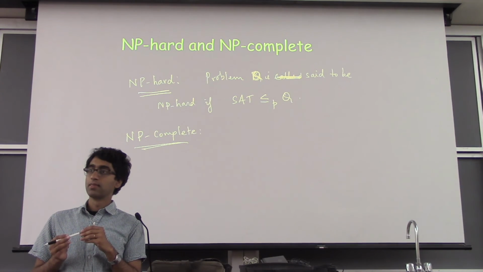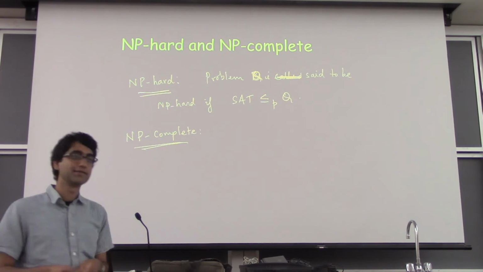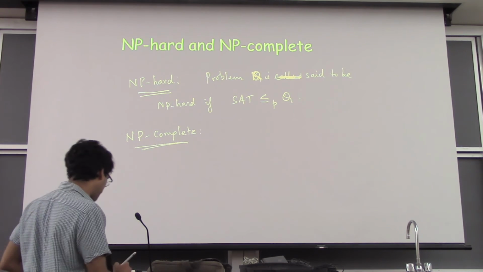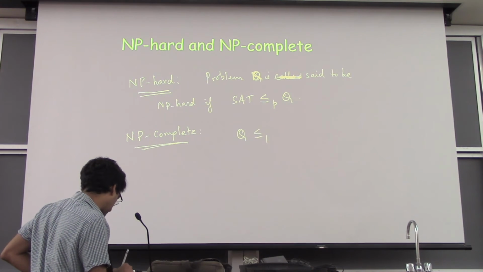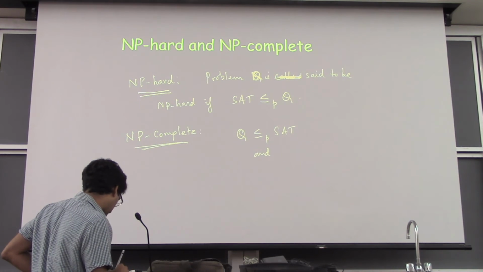I don't remember, but is it if the equivalence is both ways? Yes, yeah. It's just that. Okay, so NP-complete basically means Q is less than or equal to SAT, and SAT is less than or equal to Q.